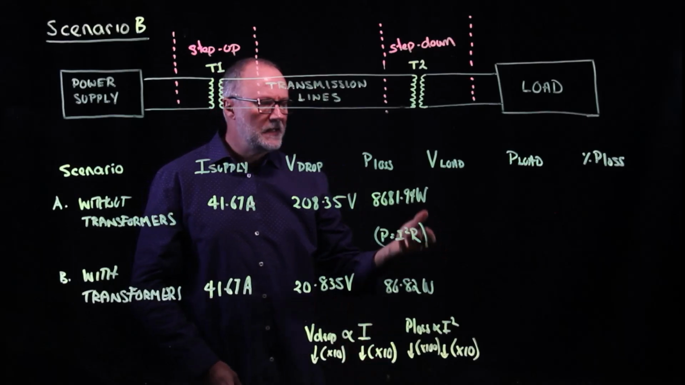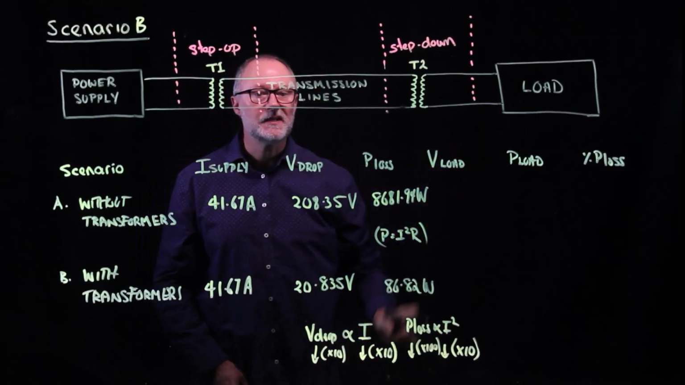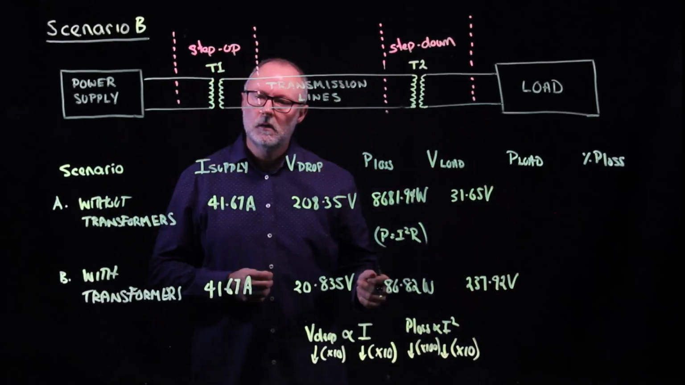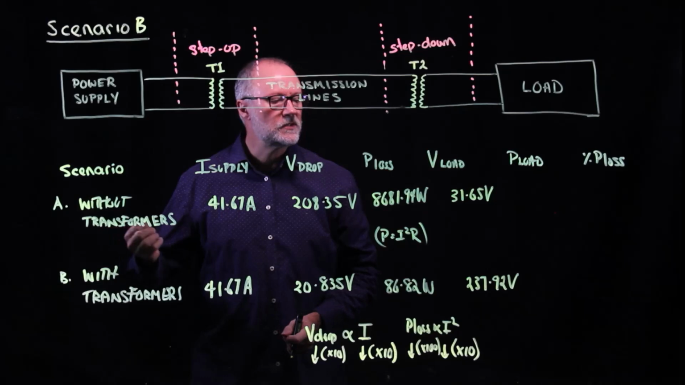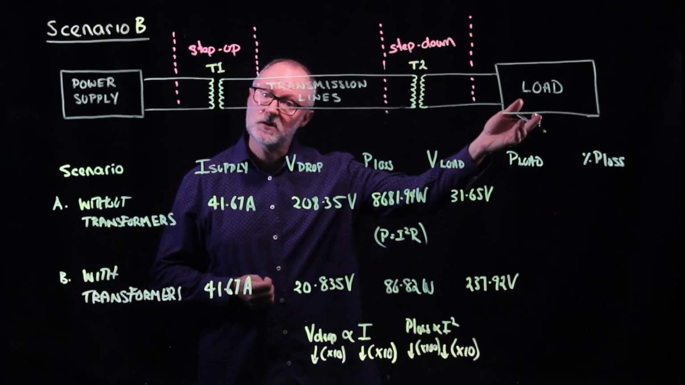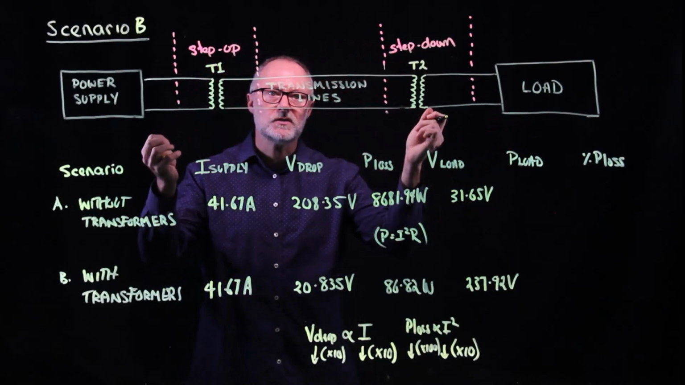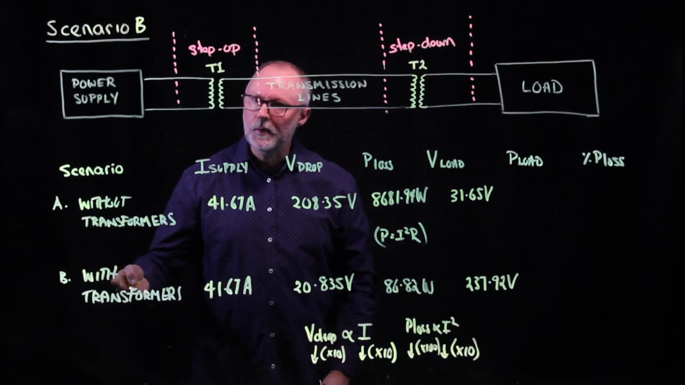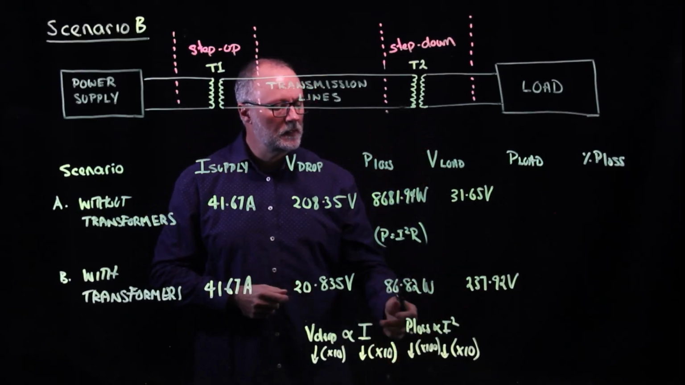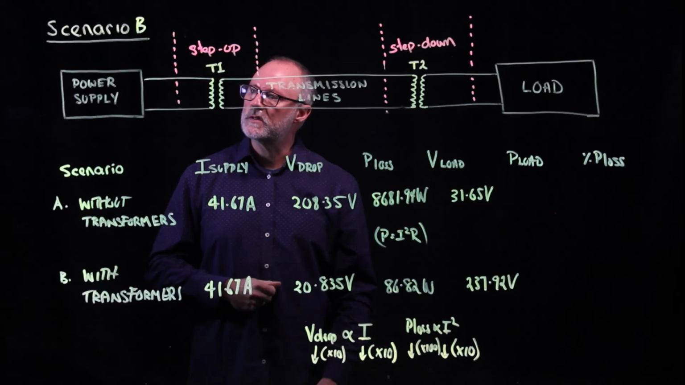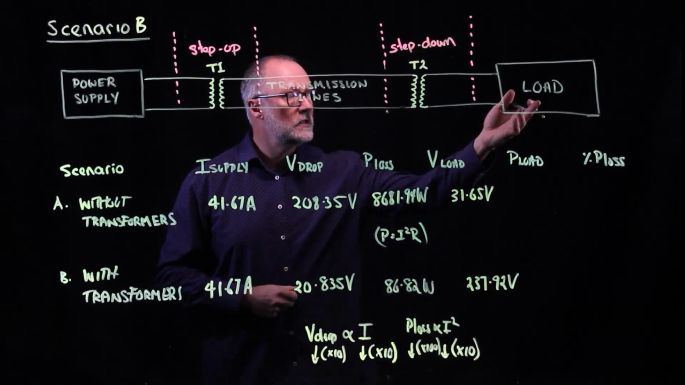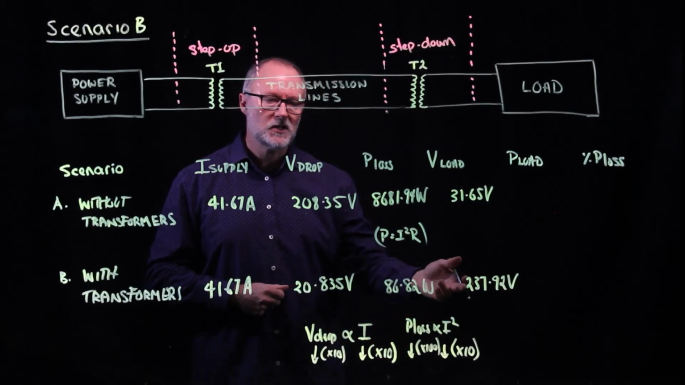Let's now look at what impact this has on the load voltage at the end, our destination of our transmission system. In scenario A, without transformers, we start with 240 volts, and of that, only 31.65 volts actually reaches the load. The rest is lost in the transmission lines. In scenario B, with the transformer pair, stepping up by 10, stepping down by 10, of the 240 volts we start at the power supply, 237.92 of those volts reach the load. This is a great outcome, much, much better.